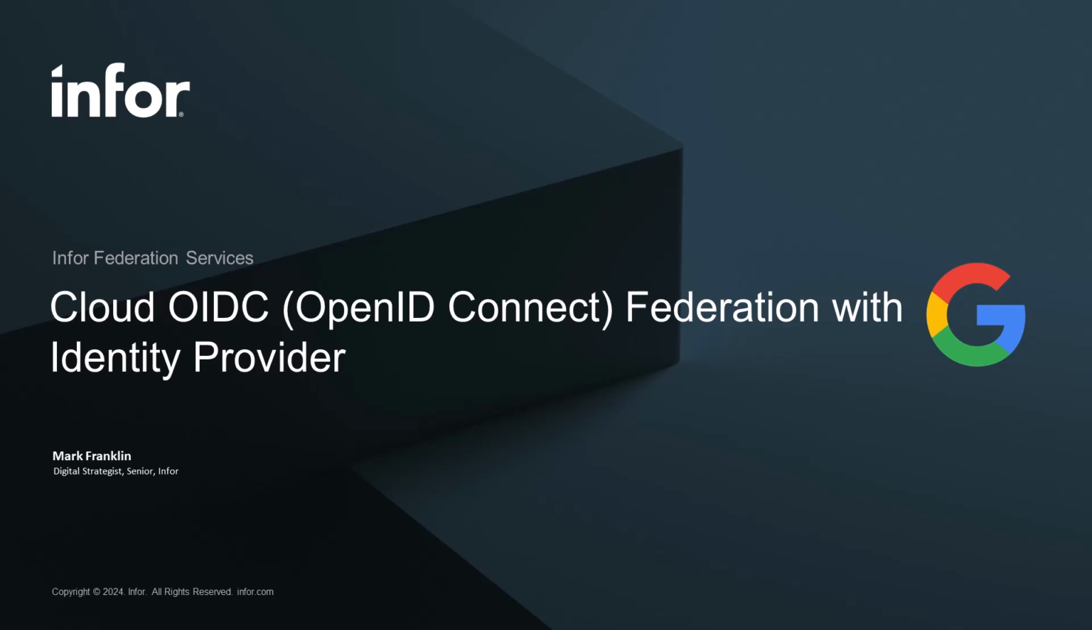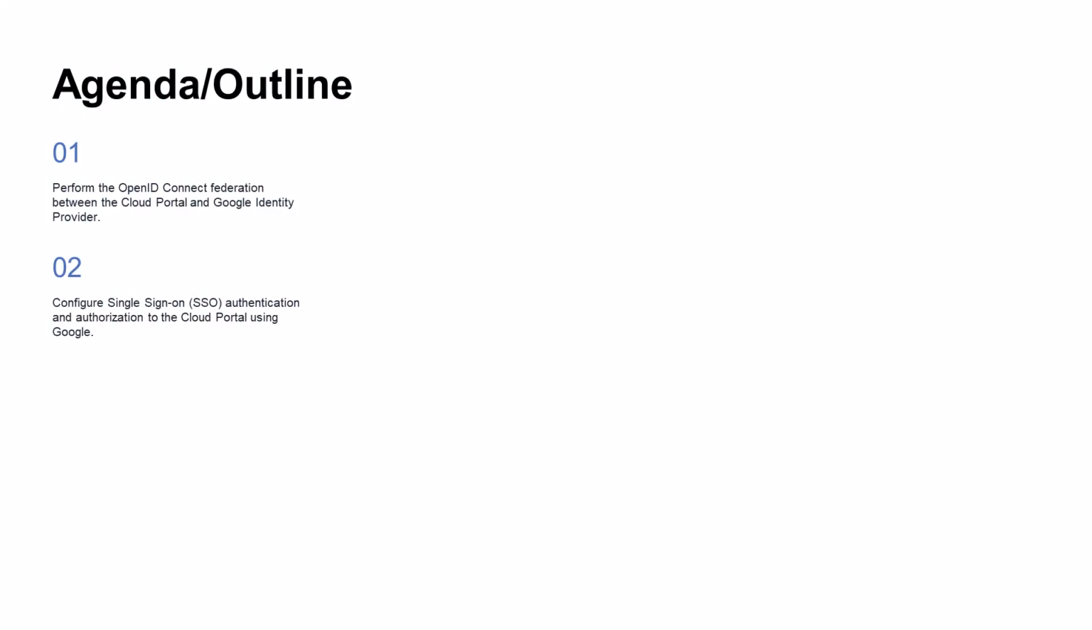Hello and welcome. My name is Mark, and in this video, we will go through federating the cloud portal's IFS, or Infor Federation Services, federated hub to the Google identity provider using the OpenID Connect federation protocol. This will include configuring authentication and authorization to the Infor Cloud Suite. The assumption for this video is that the user provisioning tasks have already been completed.